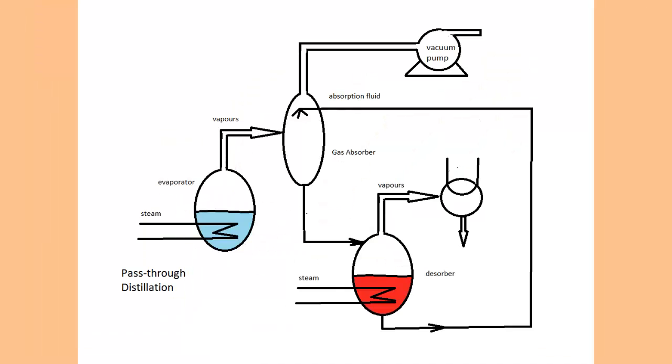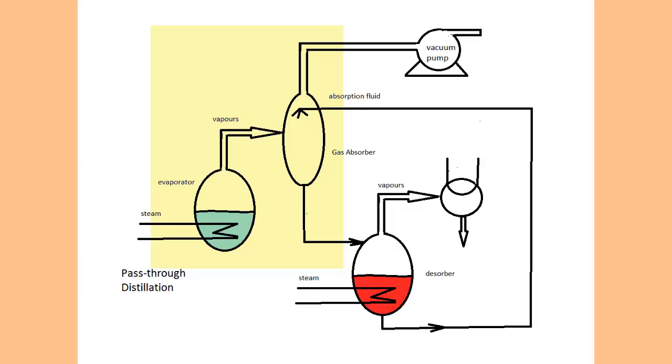Pass-through distillation is another way that decoupling may be achieved. The main evaporator and the absorber operate at very low pressure. For instance, water boils at around 30 C at an absolute pressure of 30 torr, or 1/25th of an atmosphere.